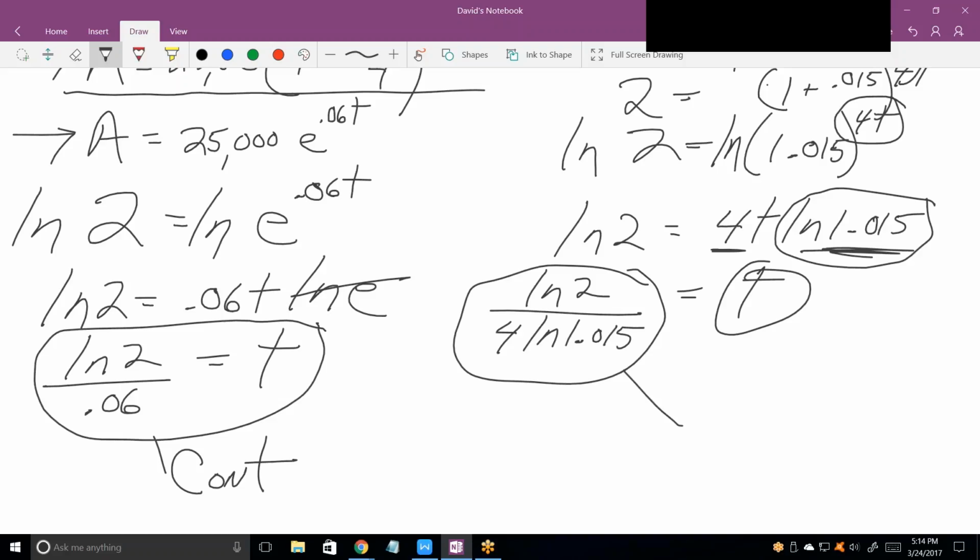There's the amount of time it would take to double under quarterly compounding. And the only way you can really prove which one is smaller is by coming up with these numbers. In other words, figure out what natural log of 2 divided by 0.06 is. Do you have your calculator? Yeah. It's a TI-84 or a TI Inspire? 84. Well, you've got a natural log key in there. So let's figure out what natural log of 2 divided by 0.06 is.